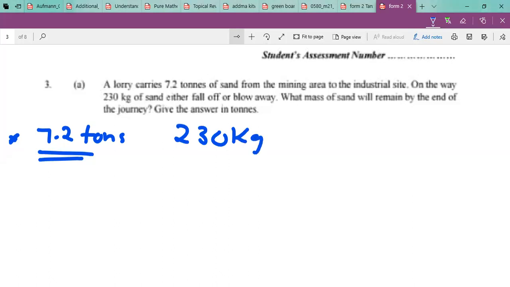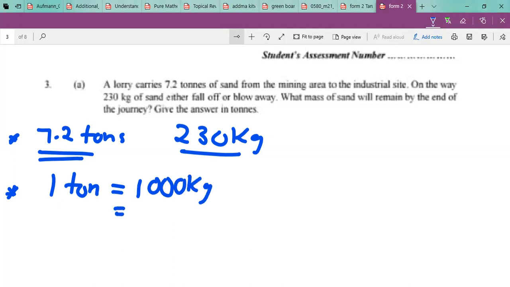Maybe by the wind, or it falls off. Now we want to find the mass that will remain, but the mass should be in tons. Now we can convert. We can say 1 ton gives us 1,000 kgs.